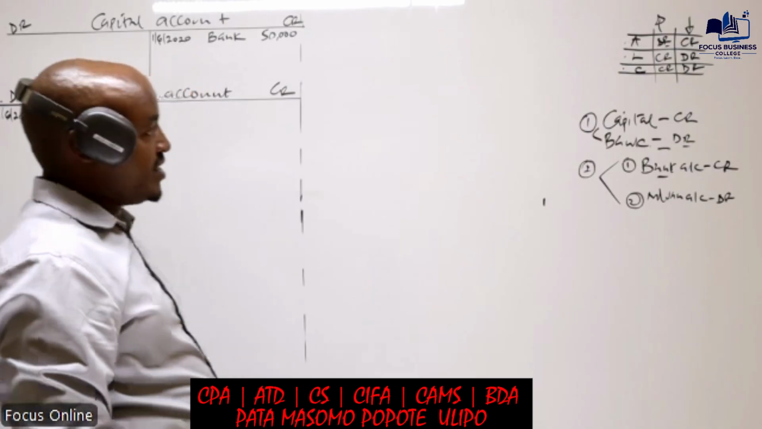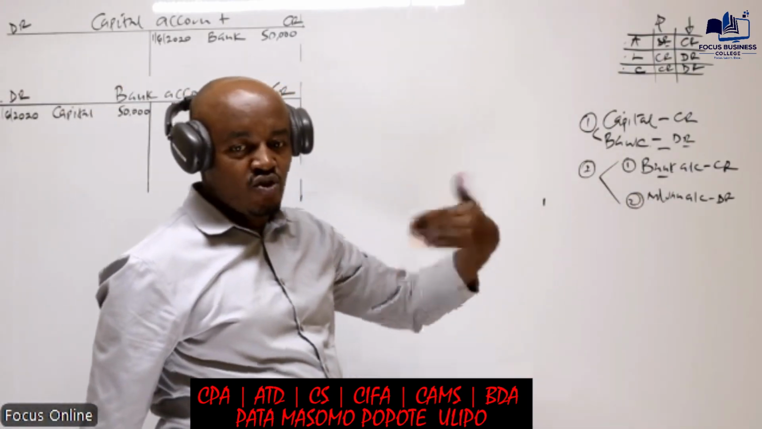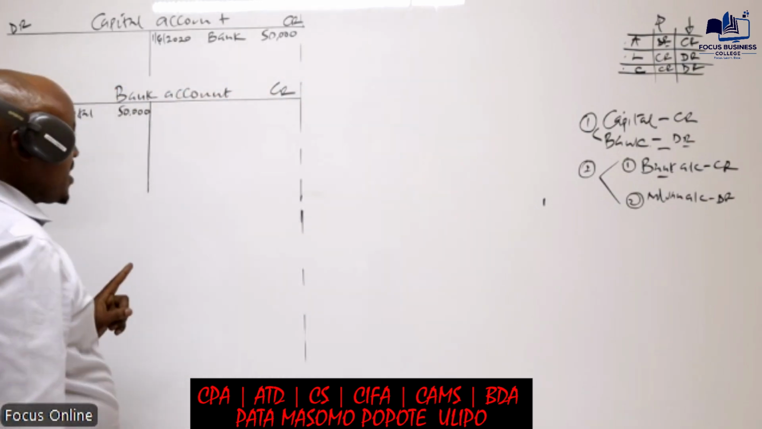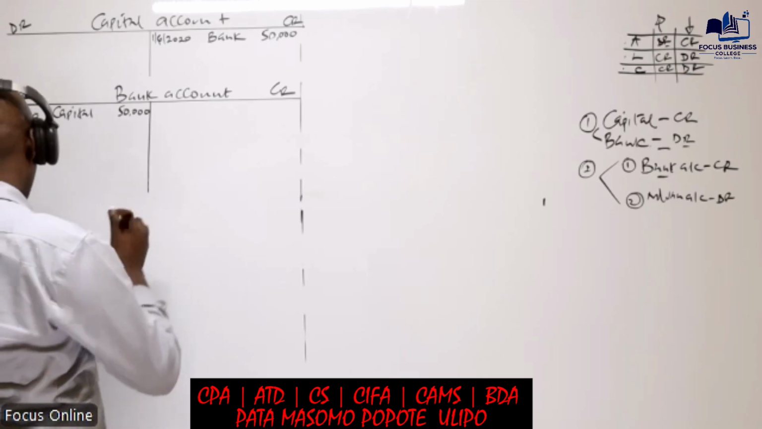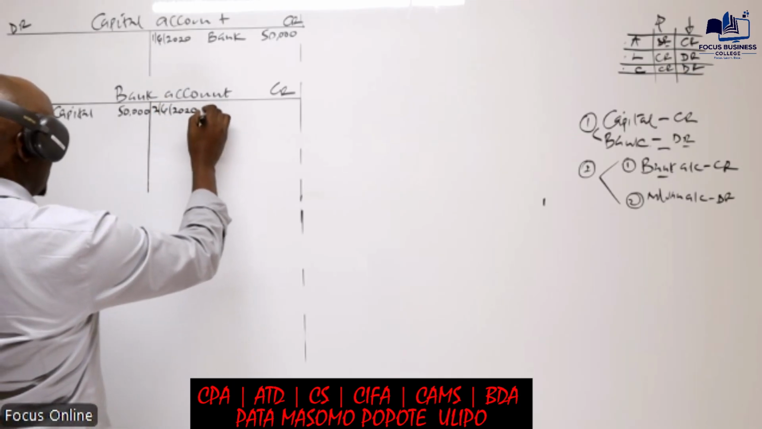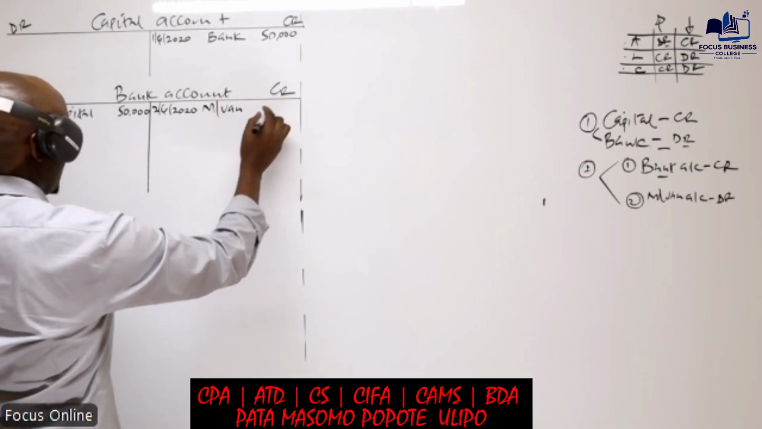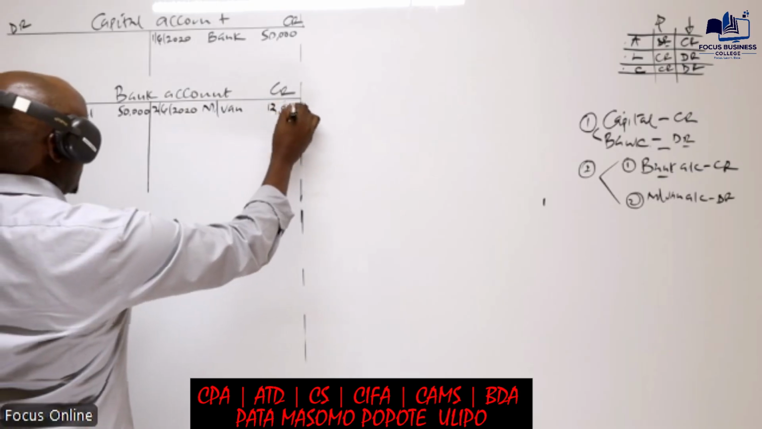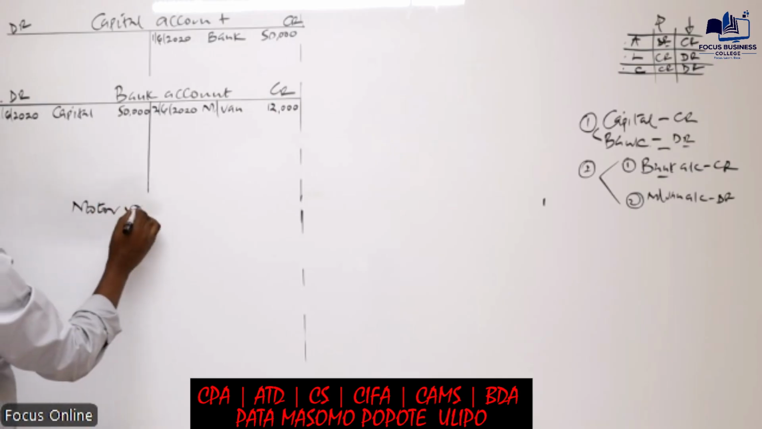In our case, we have already opened the bank account. Do we need to open another bank account? No. We just need to credit this one, the bank account which I've already opened, on 2nd of June 2020. In the details column, we write the name of the other account being affected, which will be motor van. The amount is 12,000.